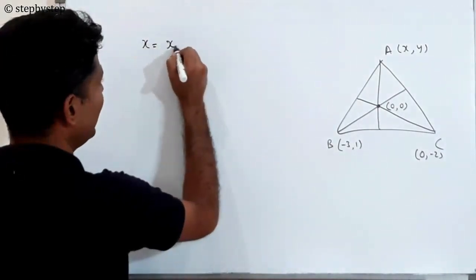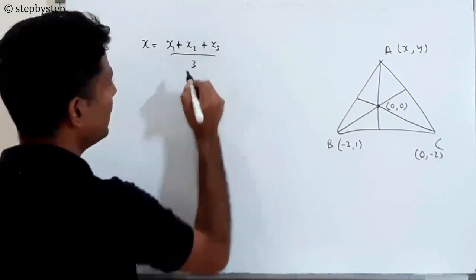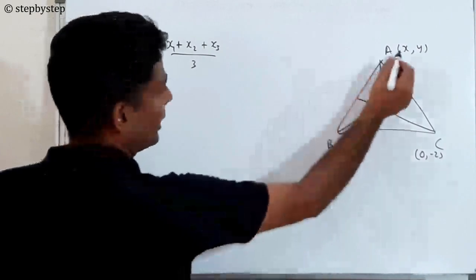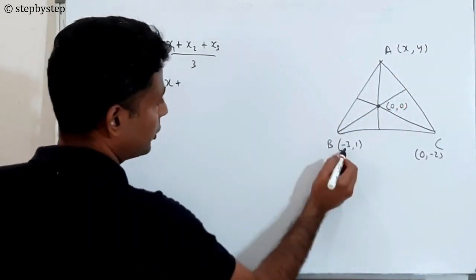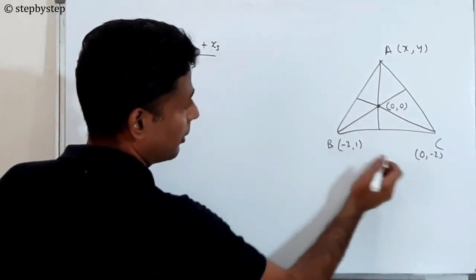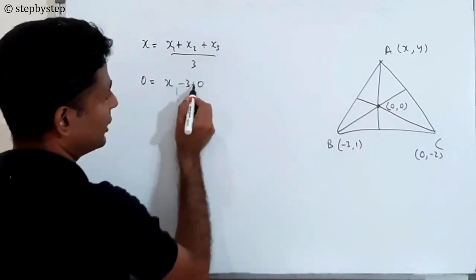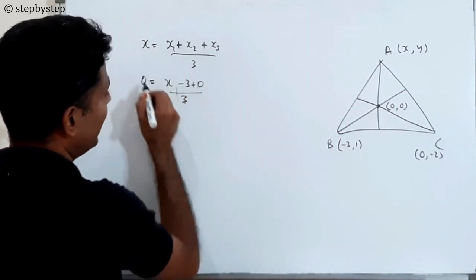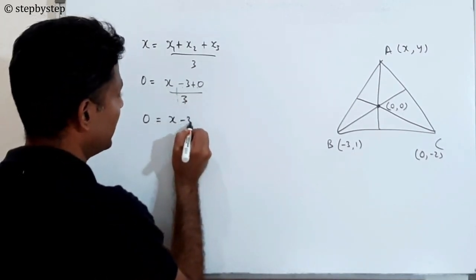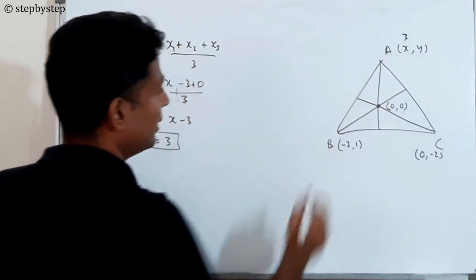What is the centroid formula? Centroid x coordinate is x1 plus x2 plus x3 by 3, right? What is x in this case? 0 equal to x1, let us take that as x, plus x2, that is minus 3, plus x3, that is 0, by 3. Now when I transpose 3 on that side, it becomes 0 into 3, so 0 equal to x minus 3. So x equal to 3. We got the x coordinate as 3.